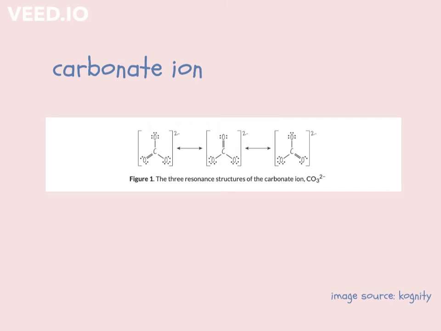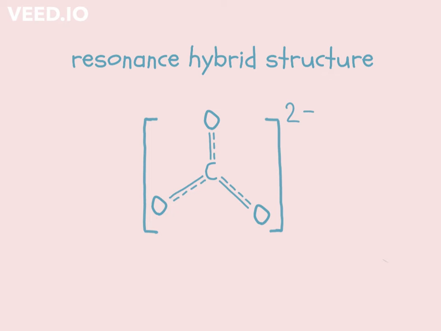None of these structures represent the actual structure of the carbonate ion. The actual structure is a resonance hybrid structure. In the resonance hybrid structure of the carbonate ion, all the carbon-oxygen bonds are identical and are intermediate in strength and length between a single and double bond.